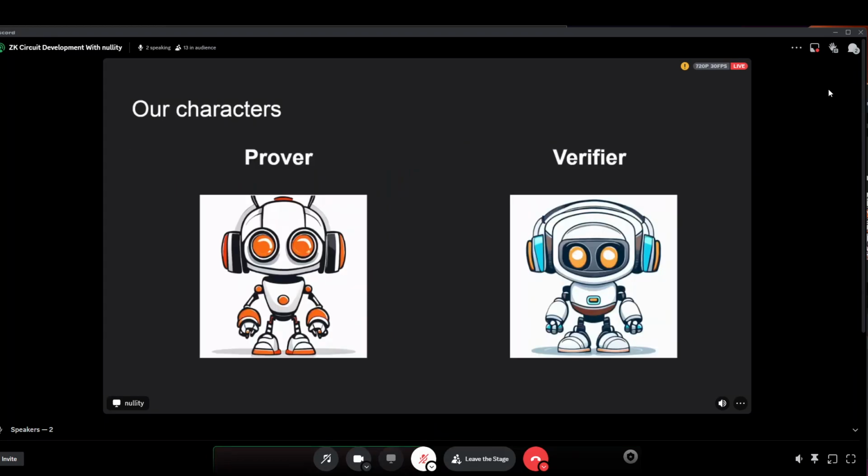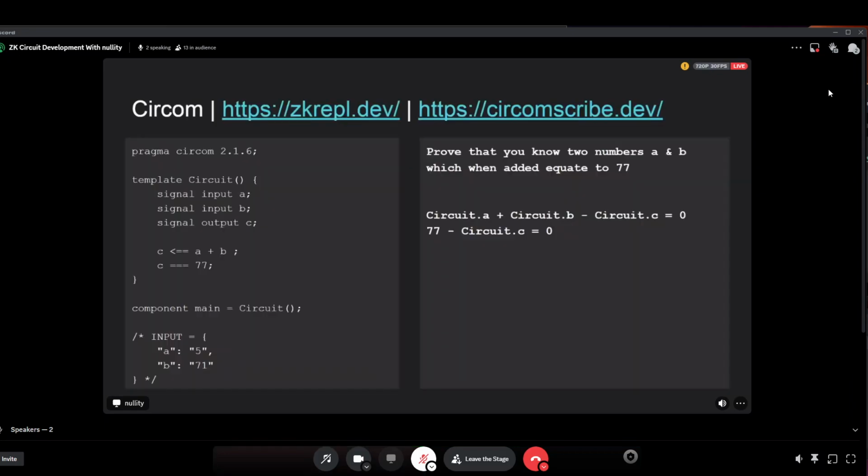So let's just discard our main characters, Alice and Bob, and get into provers and verifiers. So we're no longer with Alice and Bob. Yeah, so our first circuit language is Circom. Many of you would be familiar with this language. It's a very popular language.